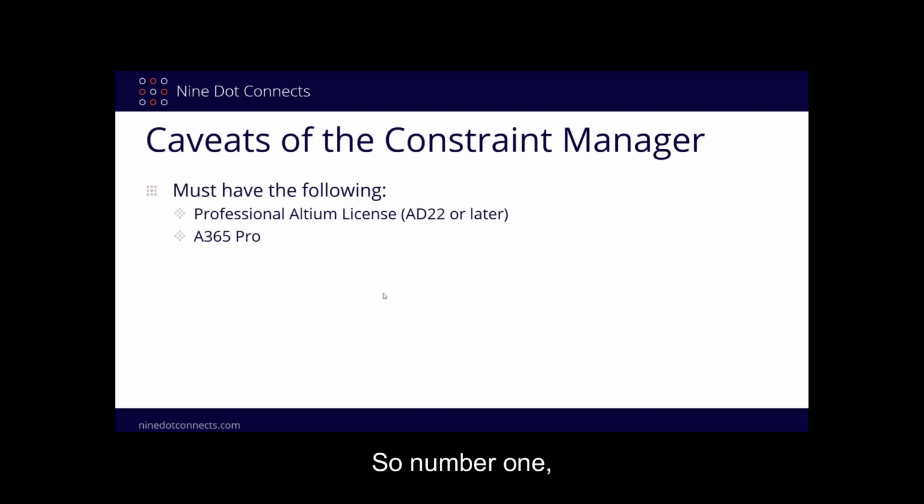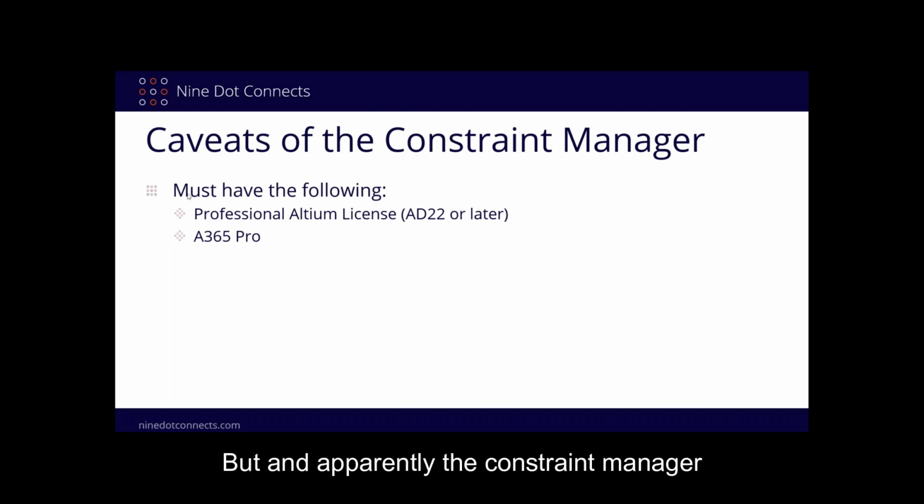So number one, you have to have the following. You have to have a professional Altium license, and you have to have A365 Pro. Now, what I mean by the professional license, because I got burned on this when I started digging into this, we had a regular Altium license. There's really no difference between a professional one and an Altium license. They put the word professional in front of it after Altium Designer 22, but they're effectively the same thing as any other full-up Altium license.